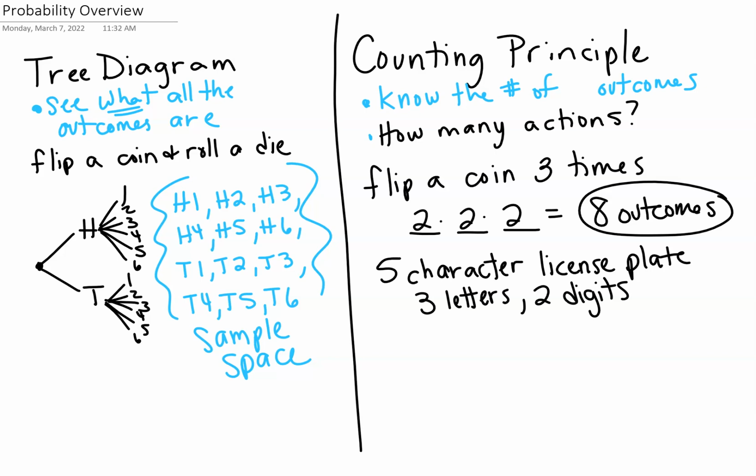And then when you see this, they need to tell you either you can repeat letters or you can't repeat letters. Or you can repeat numbers or you can't repeat the numbers. So we're going to say there's no repetition. If there's no repetition, then if I put A in the first slot, I can't use A again. So we have this 5-character license plate. The first 3 are going to be letters, the next 2 are going to be digits, and there's no repetition. So I have 5 things I have to choose, so I would put 5 blanks.